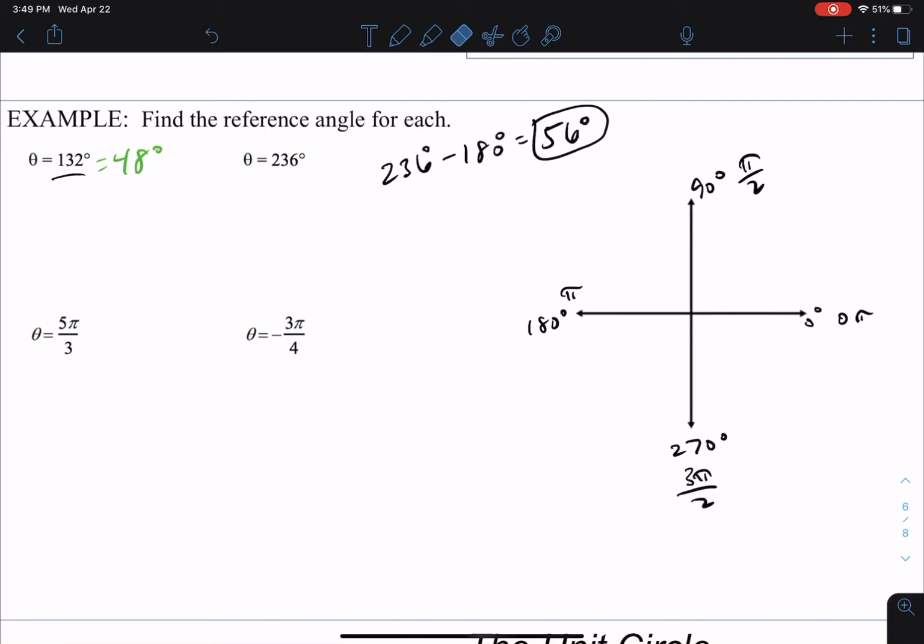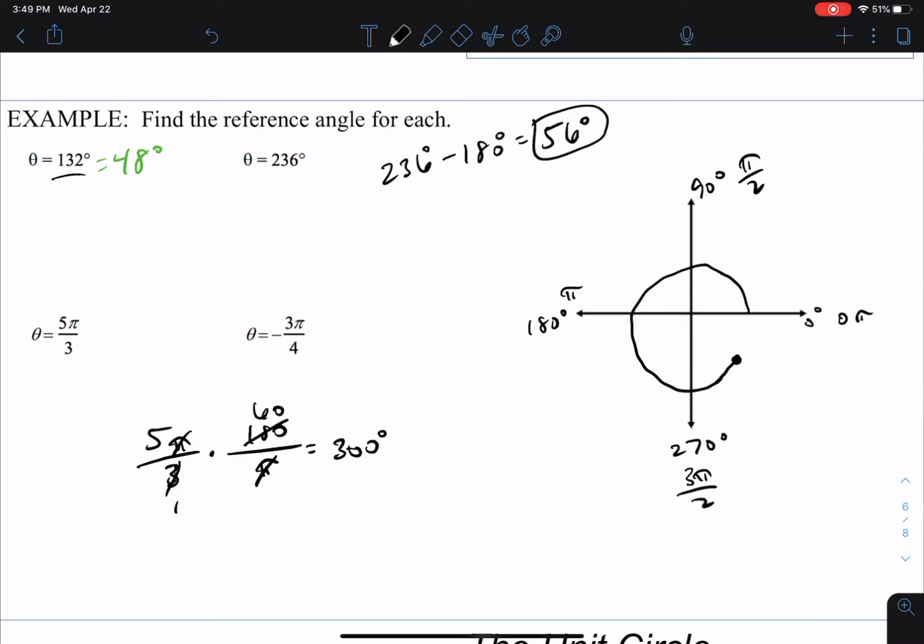5 pi over 3. When you're initially getting used to this, it's okay to change it to degrees if you're not used to working with radians. So 5 pi over 3 is 300 degrees. So 300 degrees is right about there.